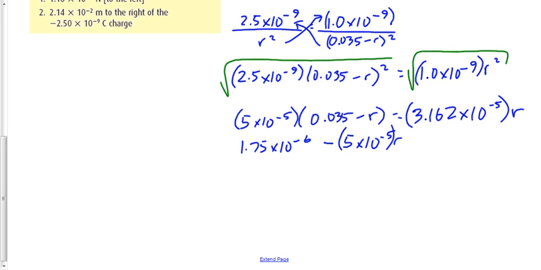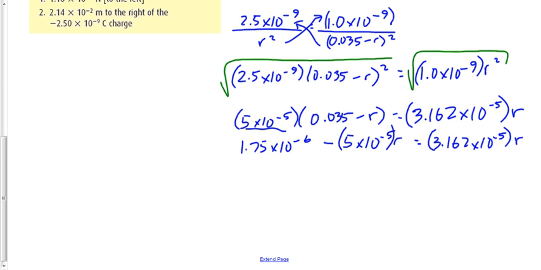I've taken the 5 times 10 to the minus 5 and multiplied it by both terms inside the brackets. That equals 3.162 times 10 to the minus 5 r. Now, here's a question for you. Kale, if I have one apple and I add 2 apples to it, what do I have? 3 apples, right? So if I said 1r plus 2r, that would be equal to 3r.